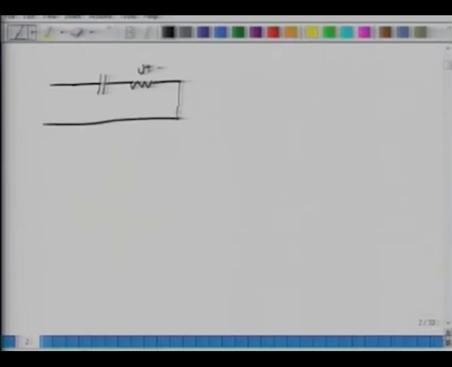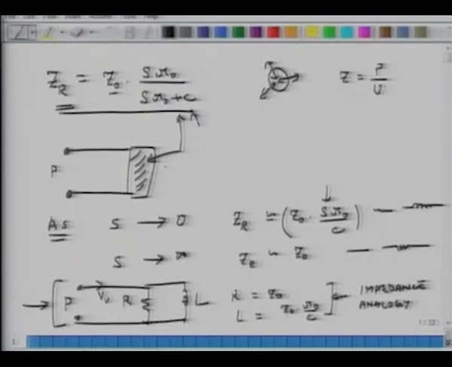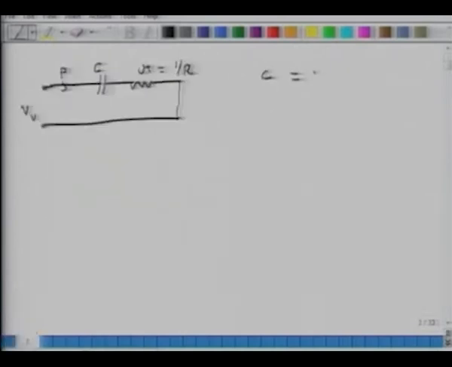So this is R equals 1 over R. This is capacitance. My across variable is V, through variable is pressure. So you see that. Here the value of C is same as the value of R, which we had said Z naught times R naught over C. And the value of R is 1 over R. So it is Z naught.